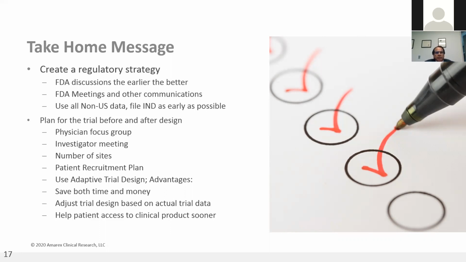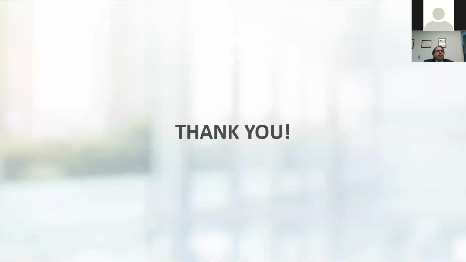And also, it helps patients access the clinical product faster. How is that going to happen? If you do an adaptive trial design and you are doing a 3-arm study, as I mentioned at the beginning, and you learn that the low dose or whatever is not efficacious, you drop it. You're going to focus on a lesser number of arms. That means a lesser number of subjects, and you're going to achieve your goal a lot faster. Thank you very much.